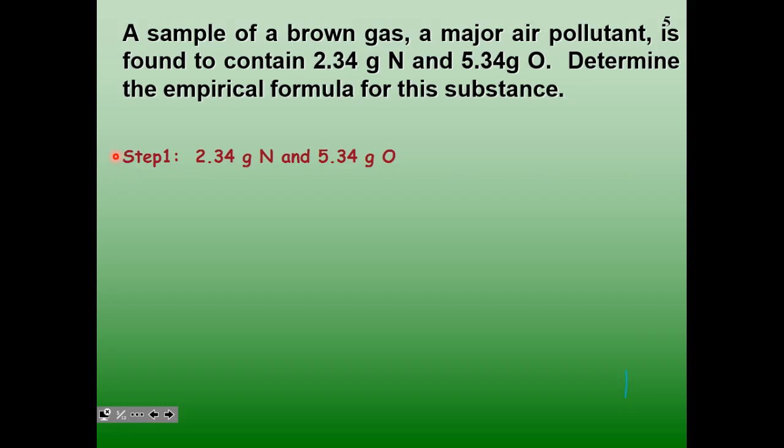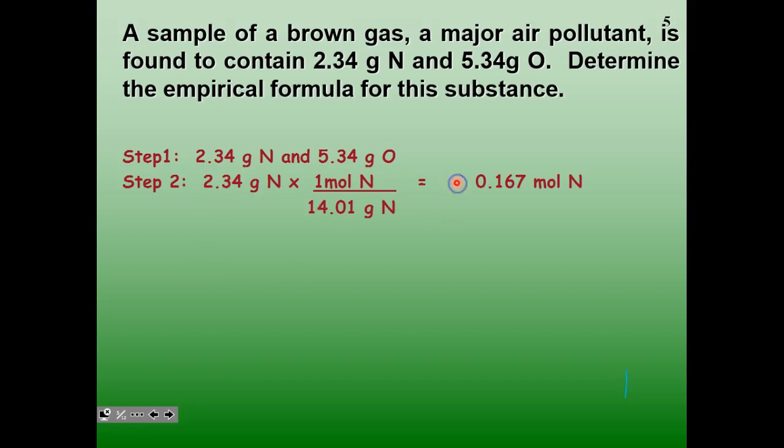Step number two is to convert our mass of each element to moles. So we're going to simply divide by the molar mass of each element. So for nitrogen, that means taking 2.34 grams, dividing by the molar mass of nitrogen, which is 14.01, and we come up with a value of 0.167 moles. So we're going to do the same thing for oxygen. Take the mass that we started with, divide by its molar mass, and we end up with 0.334 moles, okay?